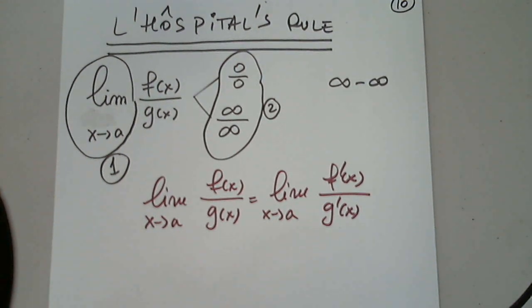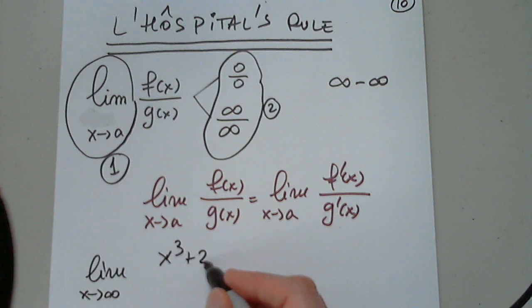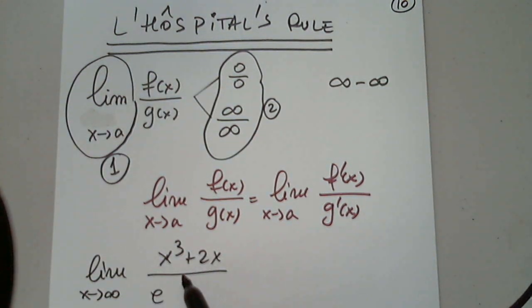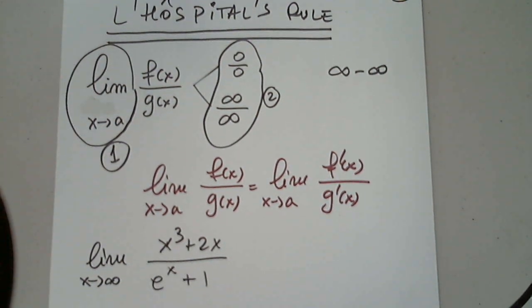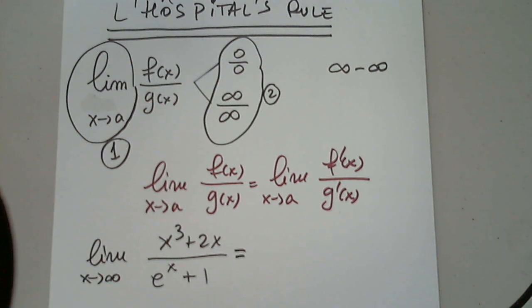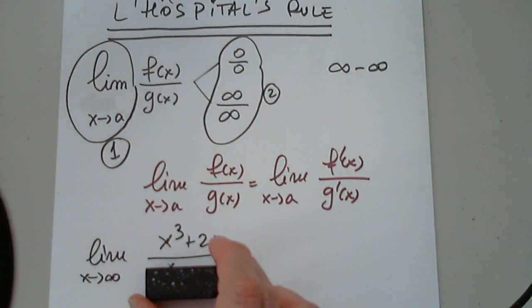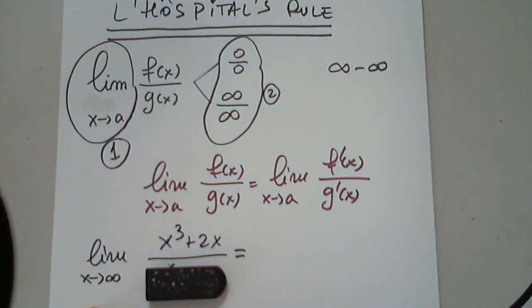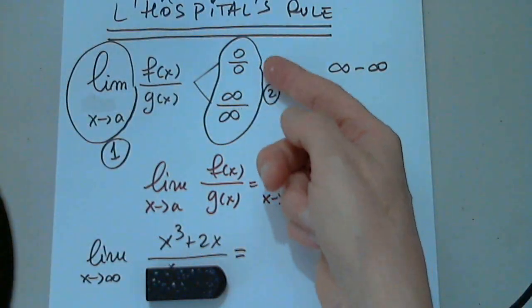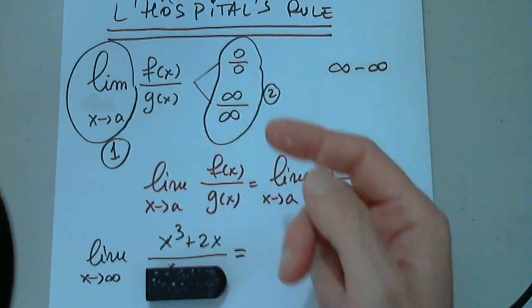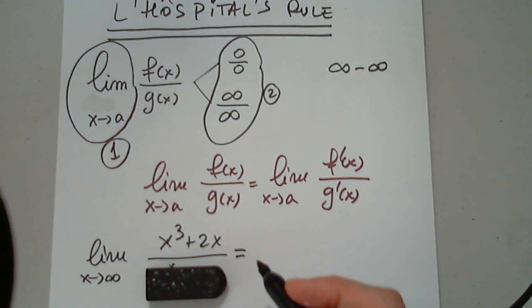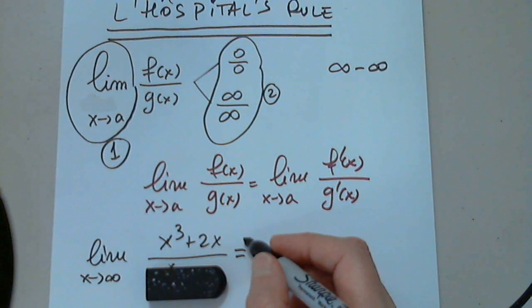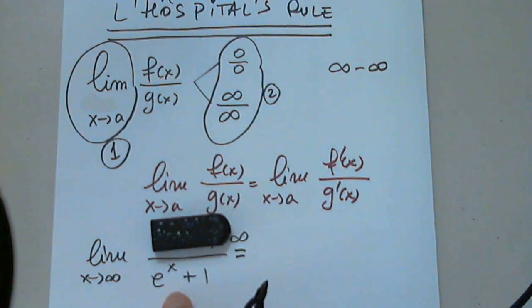So if we want to show and illustrate this, let's say the limit as x approaches infinity of (x^3 + 2x) over (e^x + 1). First of all, let's see where the numerator is going, because we need to make sure it's a limit, fine. But we need to see whether we have these two, one or the other. Where is the numerator going? Good. Where is the denominator going as x approaches infinity?